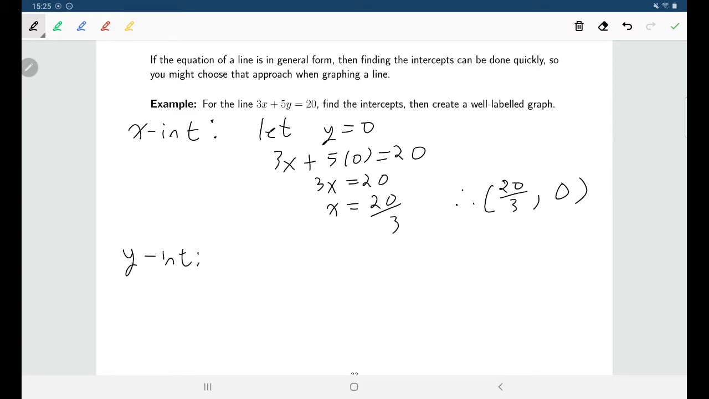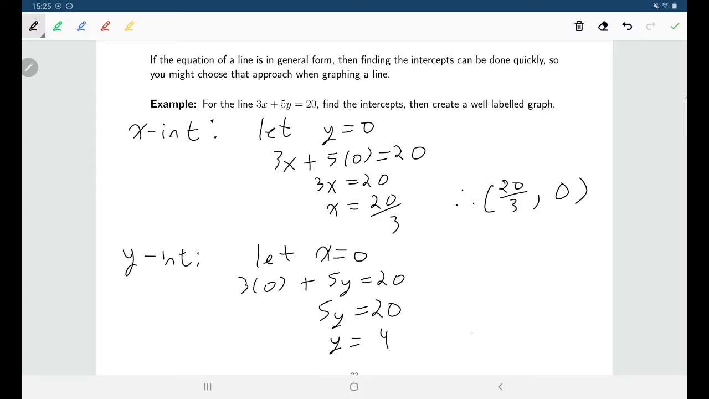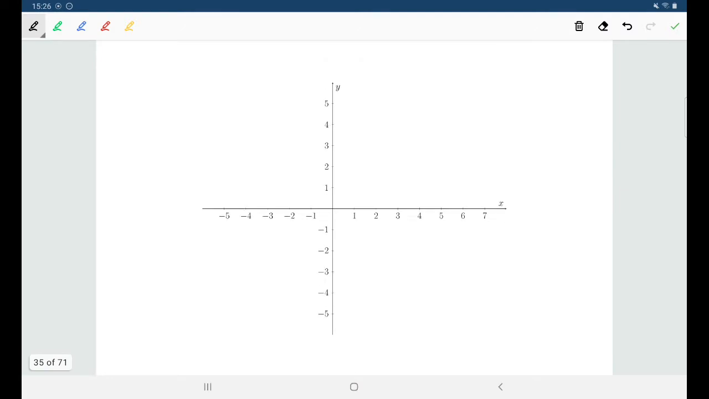I'll find my y-intercept much in the same way. I'll start by letting the x value be 0. So 3 times 0 plus 5y equals 20, or 5y equals 20, which tells me that y is 4. So we have the point 0, 4. Okay, so we're pretty much ready to go because we have our x-intercept, we have our y-intercept, and now we're going to plot both of those, connect them, and that will be the equation of our straight line. So let's start with plotting these 2 points.